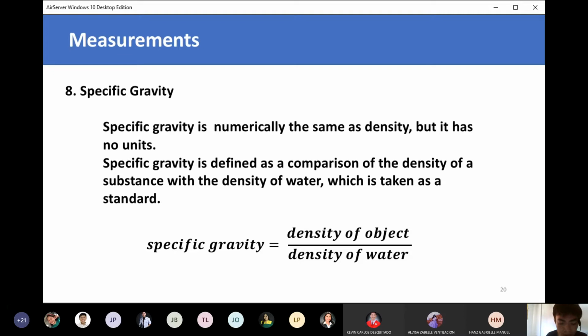Why is it removed? No? Because the equation for specific gravity is this. No? You divide the density of your object by the density of water at 4 degrees Celsius. No? What is the density of water at 4 degrees Celsius? That is exactly 1 gram per ml. So basically what you're doing is that you're just canceling the units.